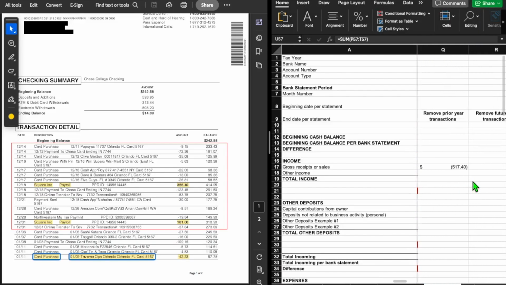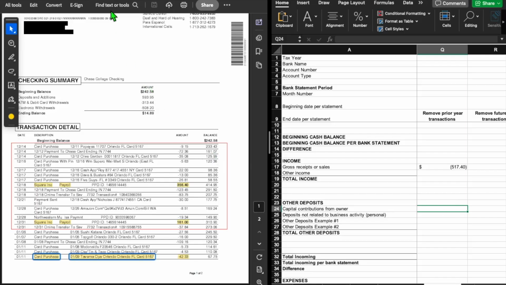We're going to go to where it says remove prior year transactions. And then we're going to simply add these numbers together, make it a negative number. And then when we come over here to our adjusted total, we're going to see that our unadjusted income decreased from about 14,000 to 13,000. And this 500 is the sum of the 356 and the 161. So that's prior year transactions.